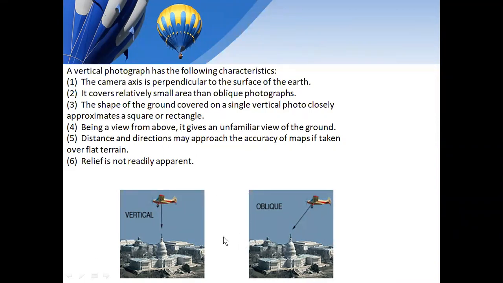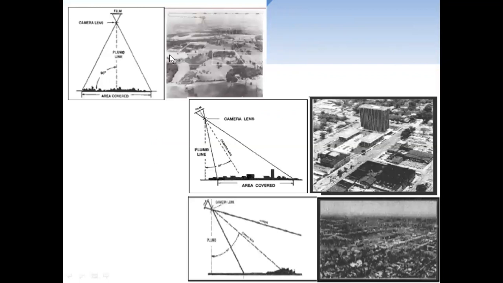In vertical aerial photographs there is no relief, so distance is easy to measure. The entire photograph shows a single vertical view, closely approaching a square grid. Here also we get square grid imagery, exactly. It covers a small area only, not a high area. See here, this is a vertical photograph.